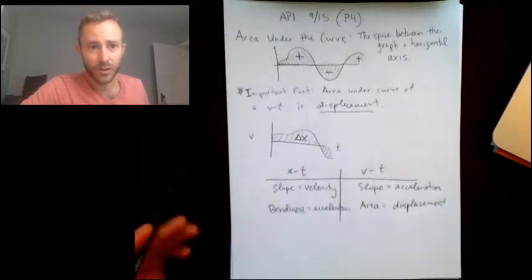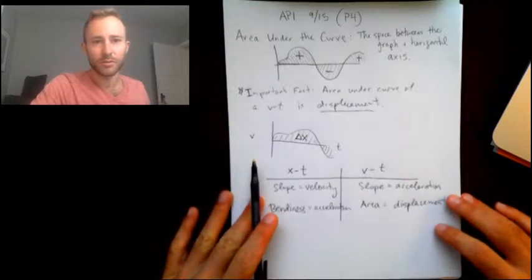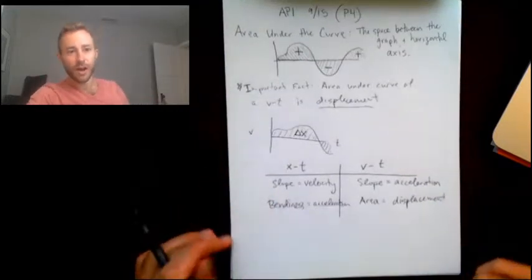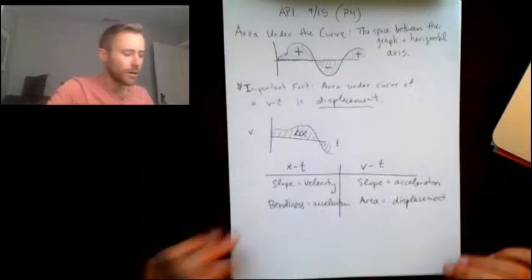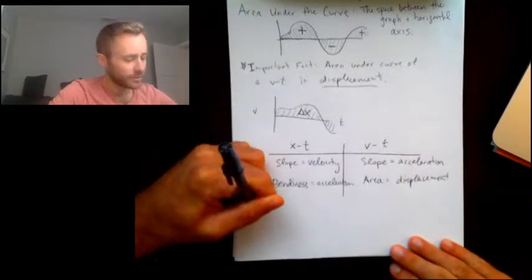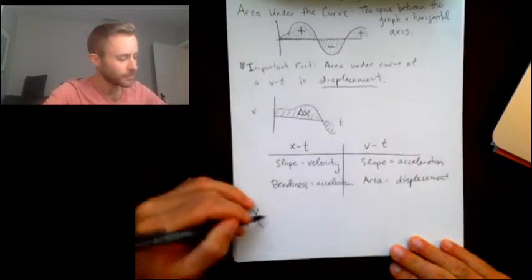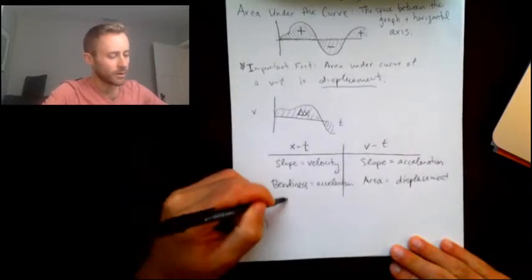So pretty much the rest of this lesson is just going to be examples. We're just going to do, I don't know, 2 or 3 examples of these graphs. Let's suppose I have a velocity time graph. So velocity in meters per second.